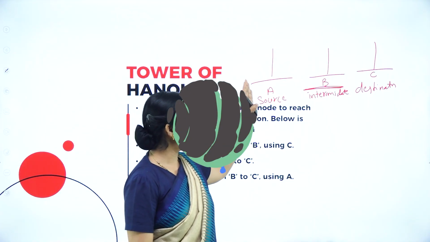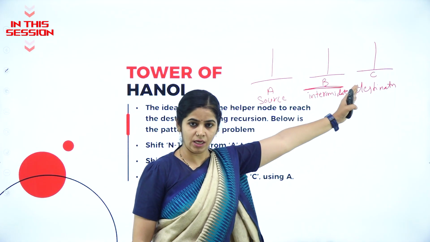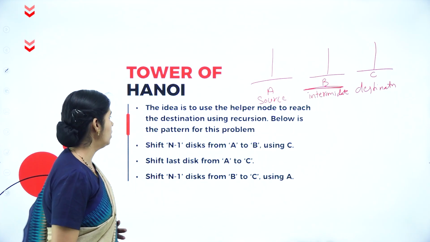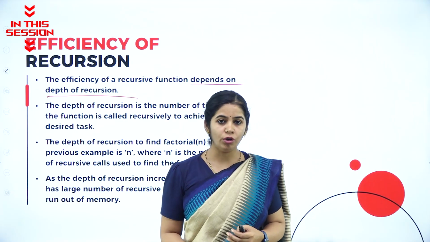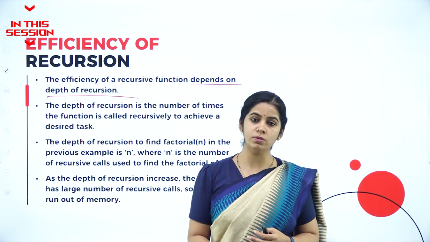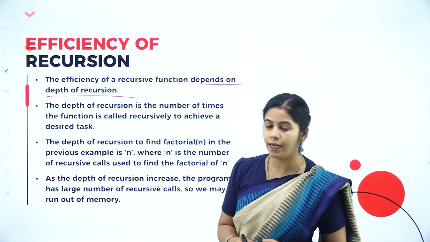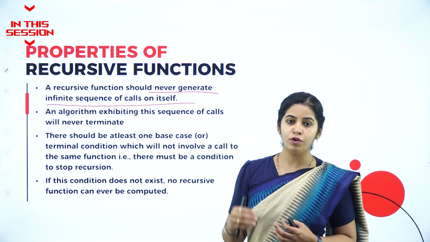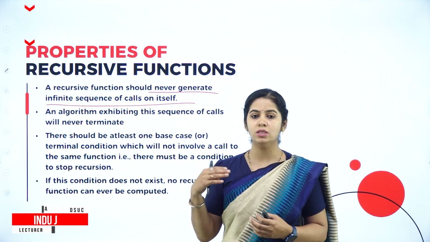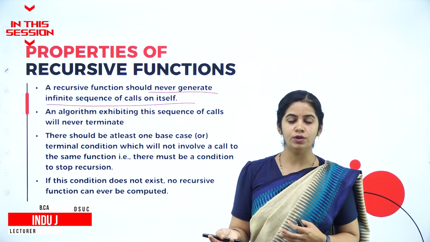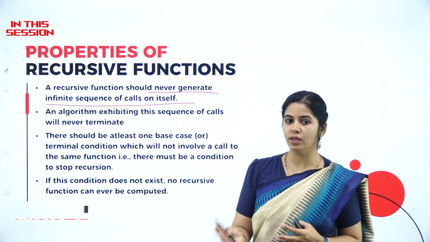How we are moving from source A to destination C with the help of the intermediate tower. What is the depth of recursion? The number of times a recursive function calls itself is called the depth of the recursive function. If you generate an infinite sequence, it is not possible for the compiler to come out of the recursive function. It keeps on executing the same thing.